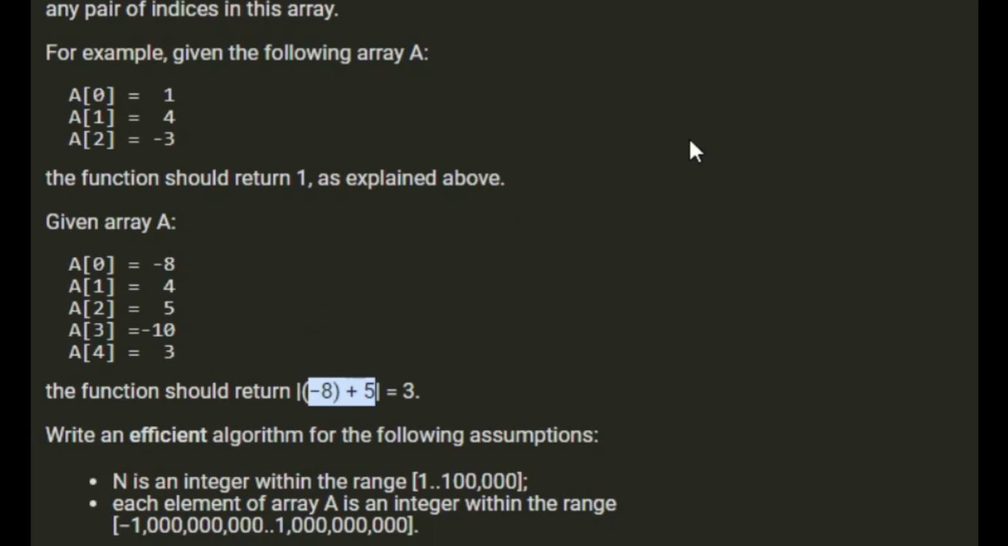Okay, write an efficient algorithm for the following assumptions. N is an integer within the range of 1 and 100,000. Each element of array A is an integer within the range of minus a billion and a billion.